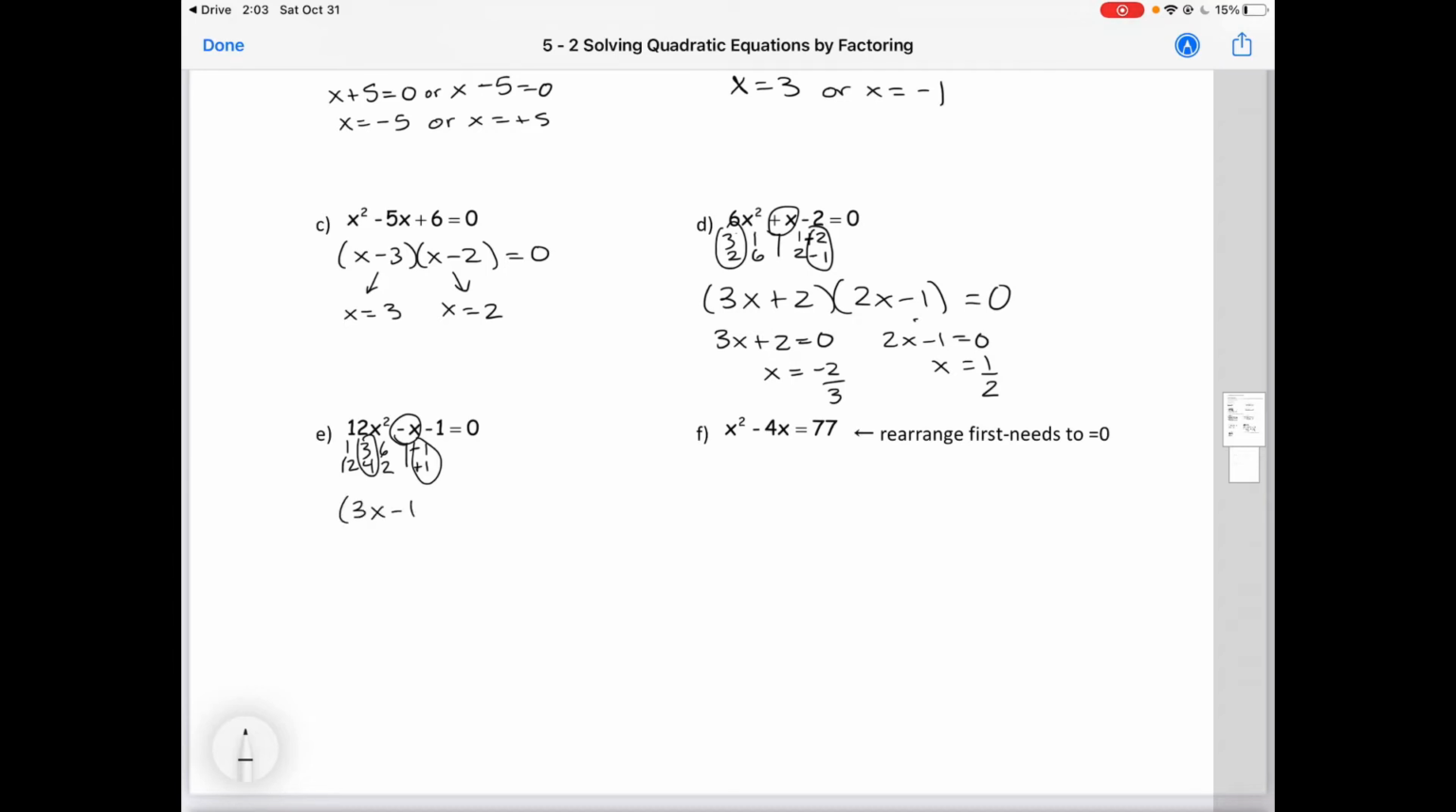So then I can factor this as 3x minus 1, 4x plus 1 equals 0. And again, I'm going to get fractions for my answer. So x equals 1/3. And then x equals minus 1/4.